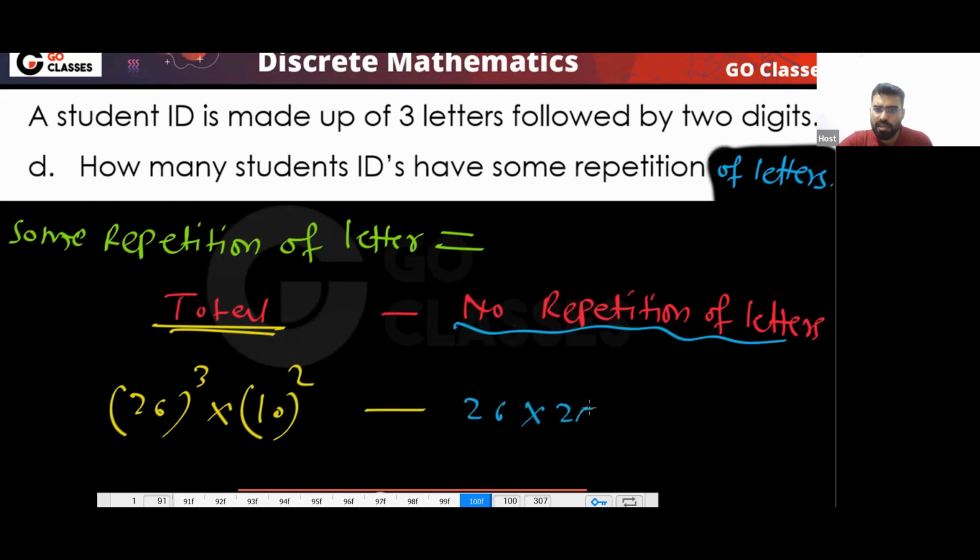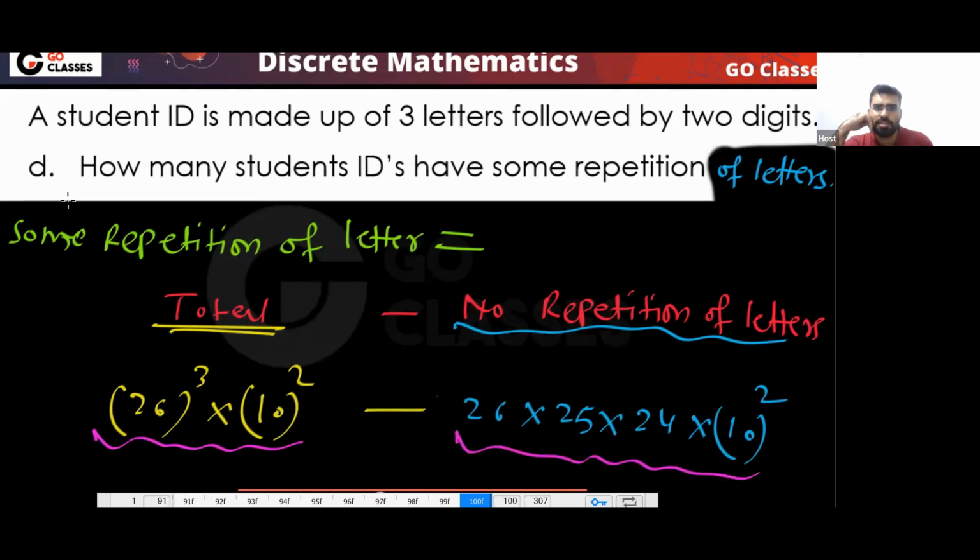So 26 into 25 into 24 into 10 to the power 2. Letters should not repeat. Yes or no? So this is what we have total. And this is what we have when letter is not repeating. Remember, letter is not repeating. Okay, so this is the question.